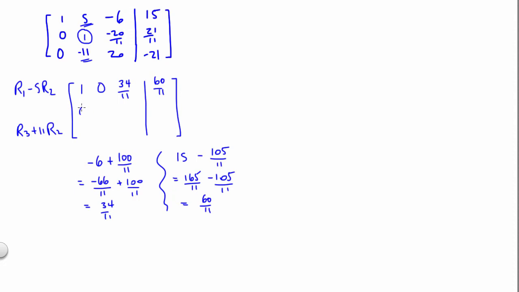The middle row can be recopied. So 0, 1, minus 20 over 11, and 21 over 11. And then for our bottom row, we're going to go row 3 plus 11 times row 2. All right, so we're getting 0, 0, 0, and 0.